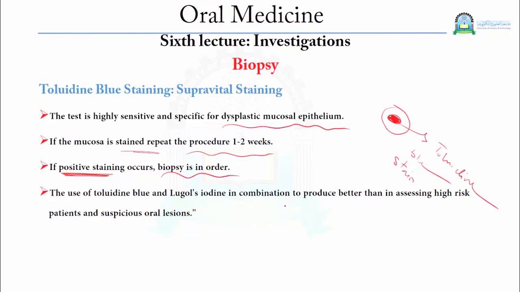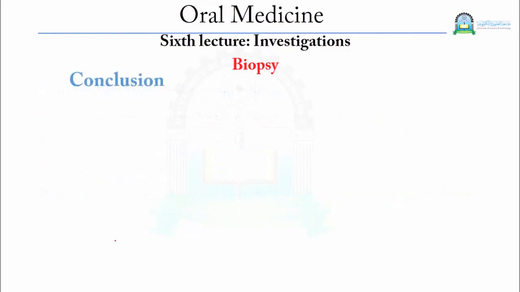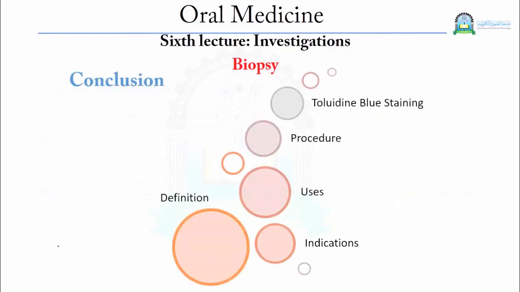The use of toluidine blue test and Lugol's iodine in combination produces better results in assessing high risk patients, and also if there are any suspicious oral lesions. You can use both of the two stains.